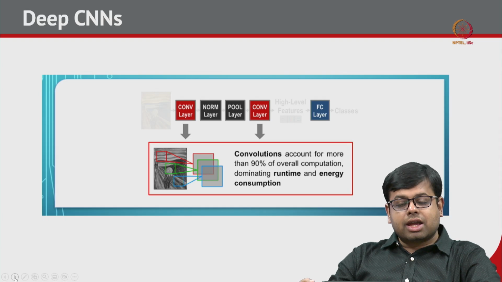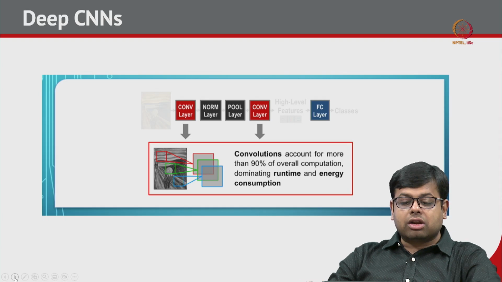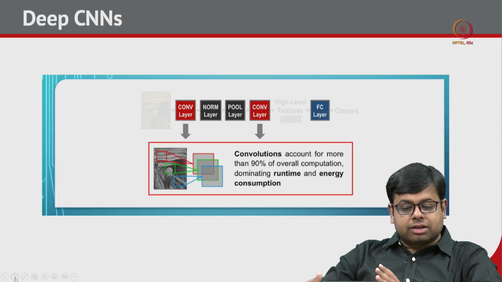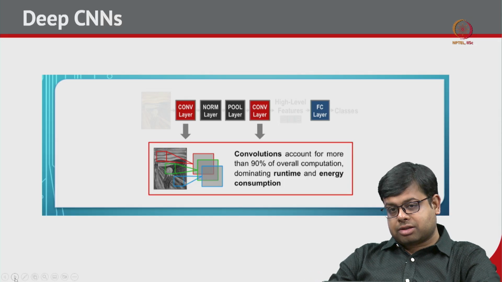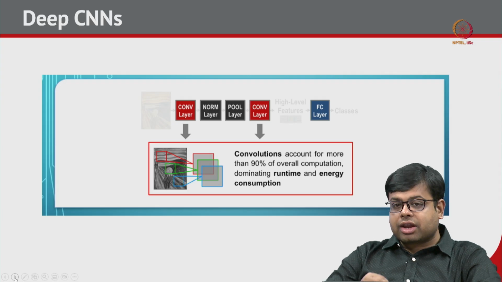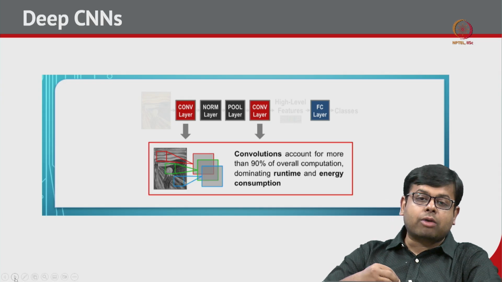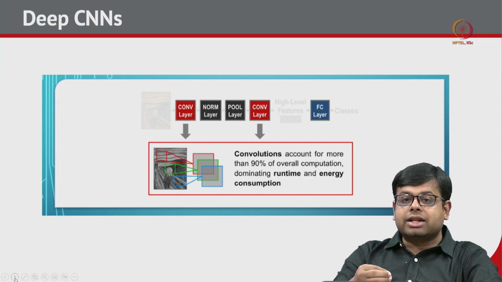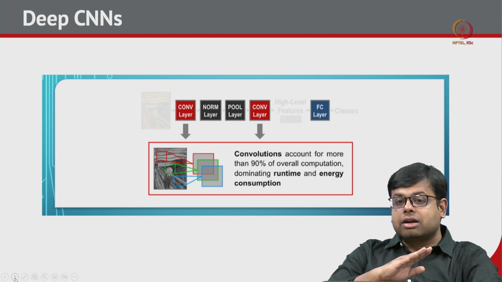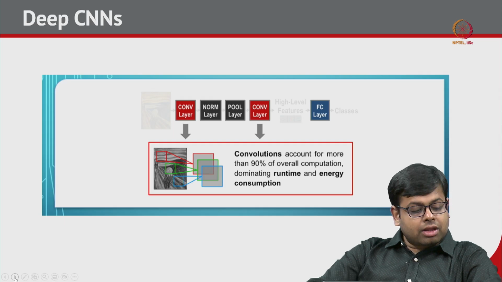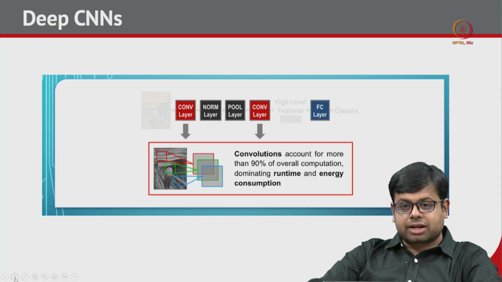So that is why it dominates the overall computation, which results in dominating the runtime as well as the energy consumption. That is why if we can build specific hardware, or do some optimization in the hardware which reduces the latency of the convolutional operation, that will greatly benefit the total execution latency of a given CNN.